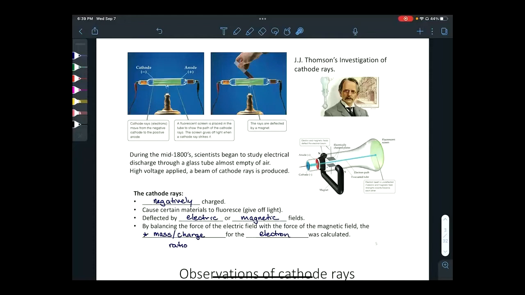So this is the first of two experiments relating to the electron. The first one is J.J. Thomson's cathode ray tube experiment, or CRT. So CRT means cathode ray tube.